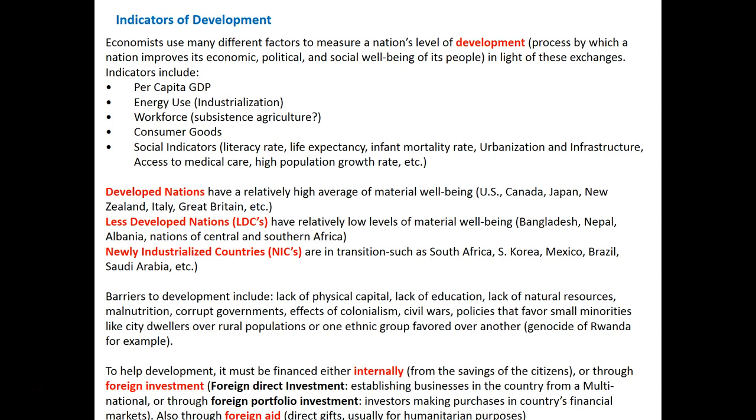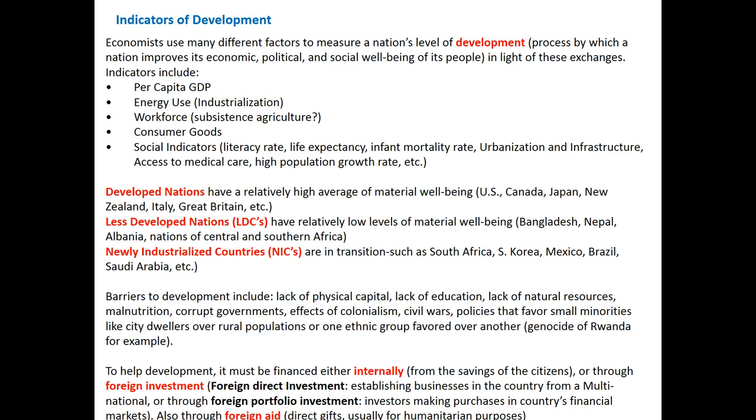We're going to look at various indicators to see where a nation is in the spectrum of getting most of their needs and wants met for their people. And so when we measure development, we're trying to get a sense of, are people meeting their basic needs, and beyond that, are they able to then start to obtain goods and services that help them meet their wants. And so when we say the word developed nation, we're talking about nations with high average of material well-being. Less developed nations tend to have low levels, and you can see different examples.